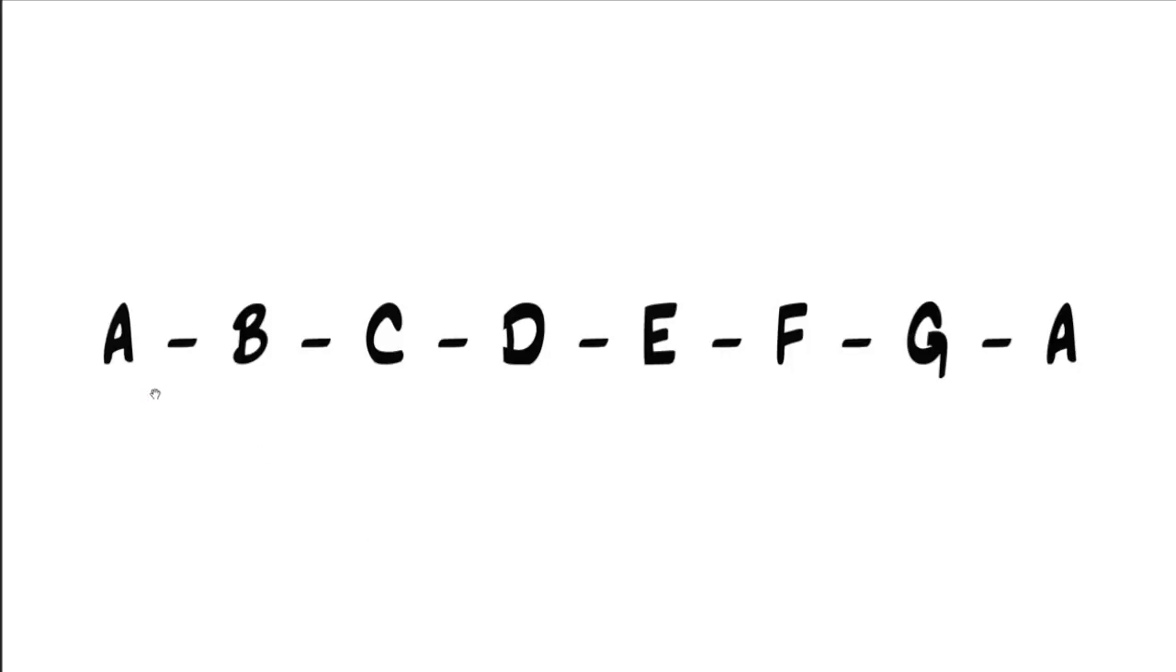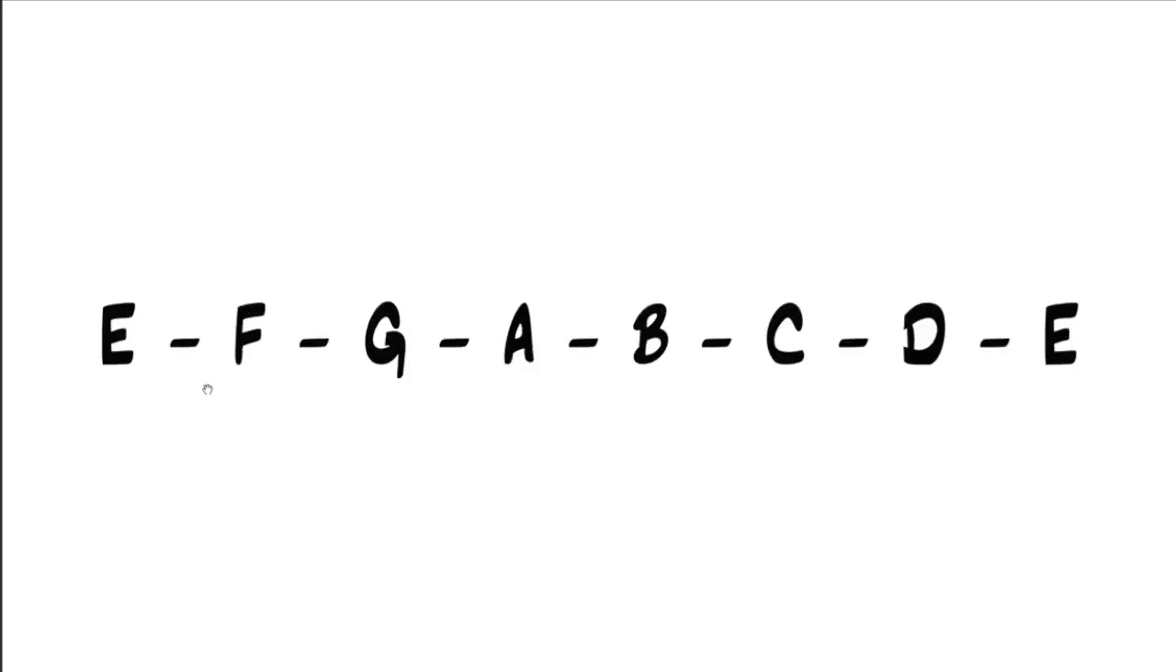Building any major scale, I'm going to end up with all the letter names in the musical alphabet in whatever order I'm starting on. For example, if I start on A, I'd end up with A, B, C, D, E, F, G, which just falls right along with the musical alphabet. Or if I was to start on E, I would just do the alphabet in order starting from E. So I'd have E, F, G, A, B, C, D, back to E.